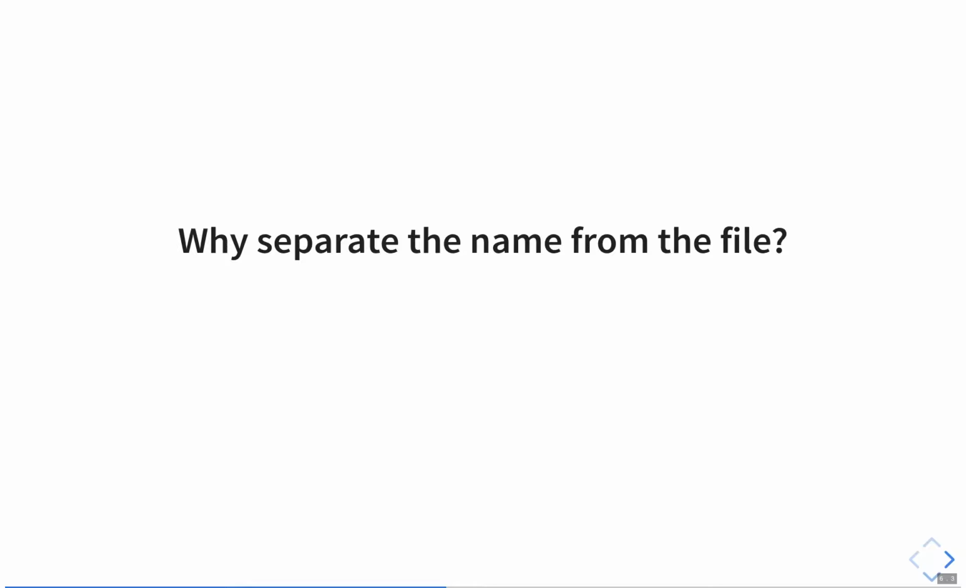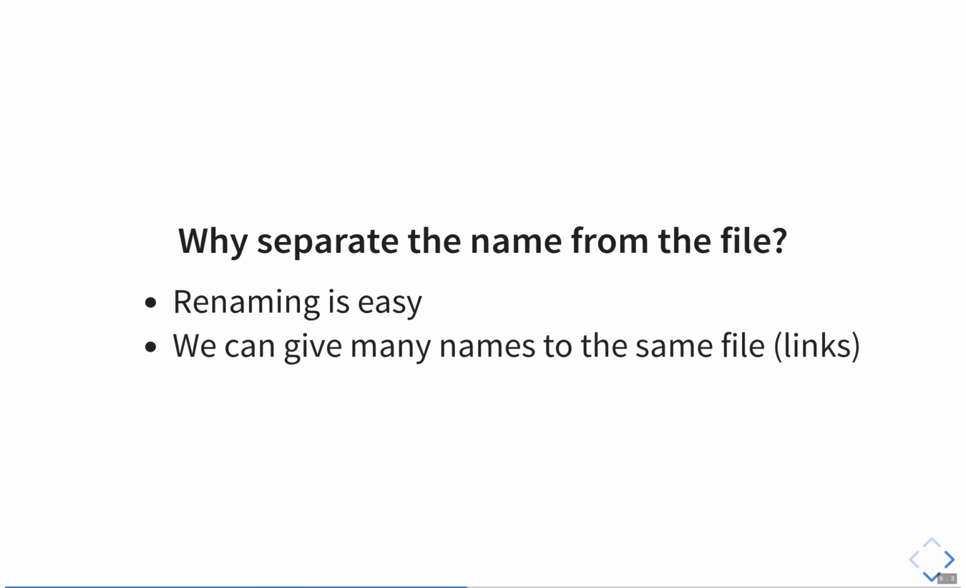Well, there's a few reasons. Really, they come down to performance. Number one, it makes renaming easy. If I have a table mapping file names to inodes, I can just change the key that a file name and inode pair contains to the new file name, and I'm done. I don't have to copy all the file's contents and assign it a new inode number in order to do a rename. And we can also give many names to the same file, so links.